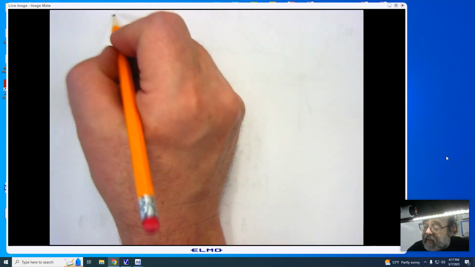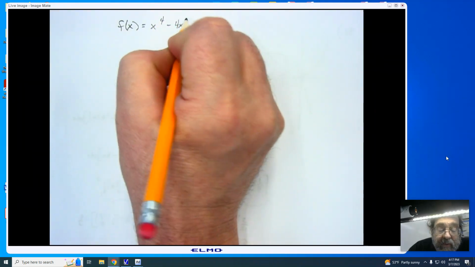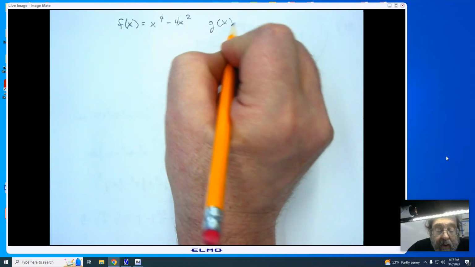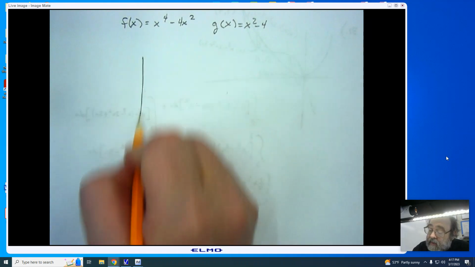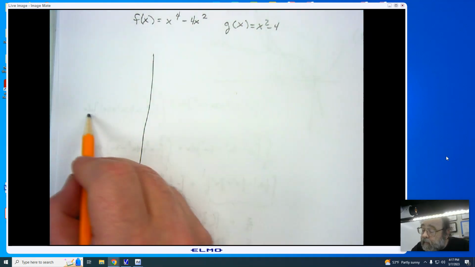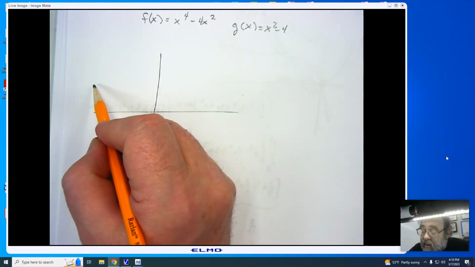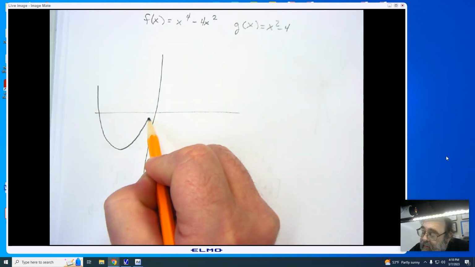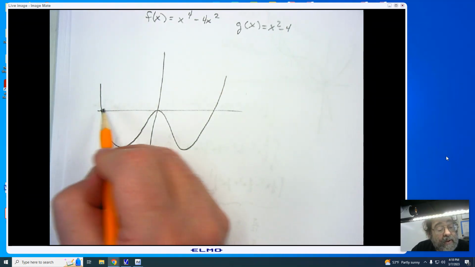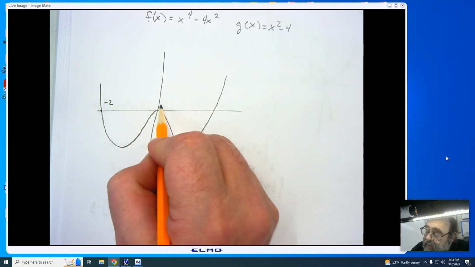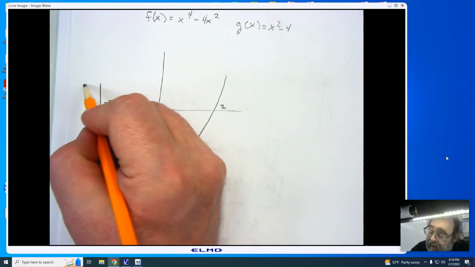Number 33 has an f of x that is x to the 4th minus 4x squared, and a g of x that is x squared minus 4. So we're going to go ahead and graph this. Now be aware it is symmetric to the y-axis. So we are looking at something that goes up, like so. The points of intersection that I found here were -2, 0, and 2. And then I have a quadratic.